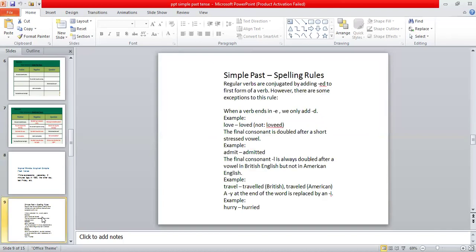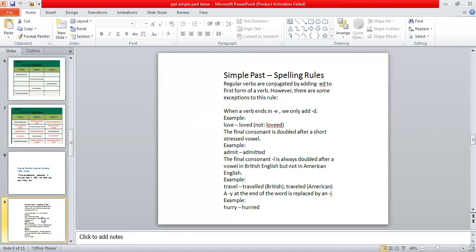Now there are some spelling rules whenever you have to make the past form or second form of the verb. If you do not follow those rules, it will be difficult for you to make the past form of the verb. Regular verbs are conjugated by adding ed to the first form of the verb. However, there are some exceptions to the rule. Most of the time, we simply add ed to make the past form. When a verb ends in e, we only add d. Suppose love ends with e, so instead of adding ed, we would only add d.